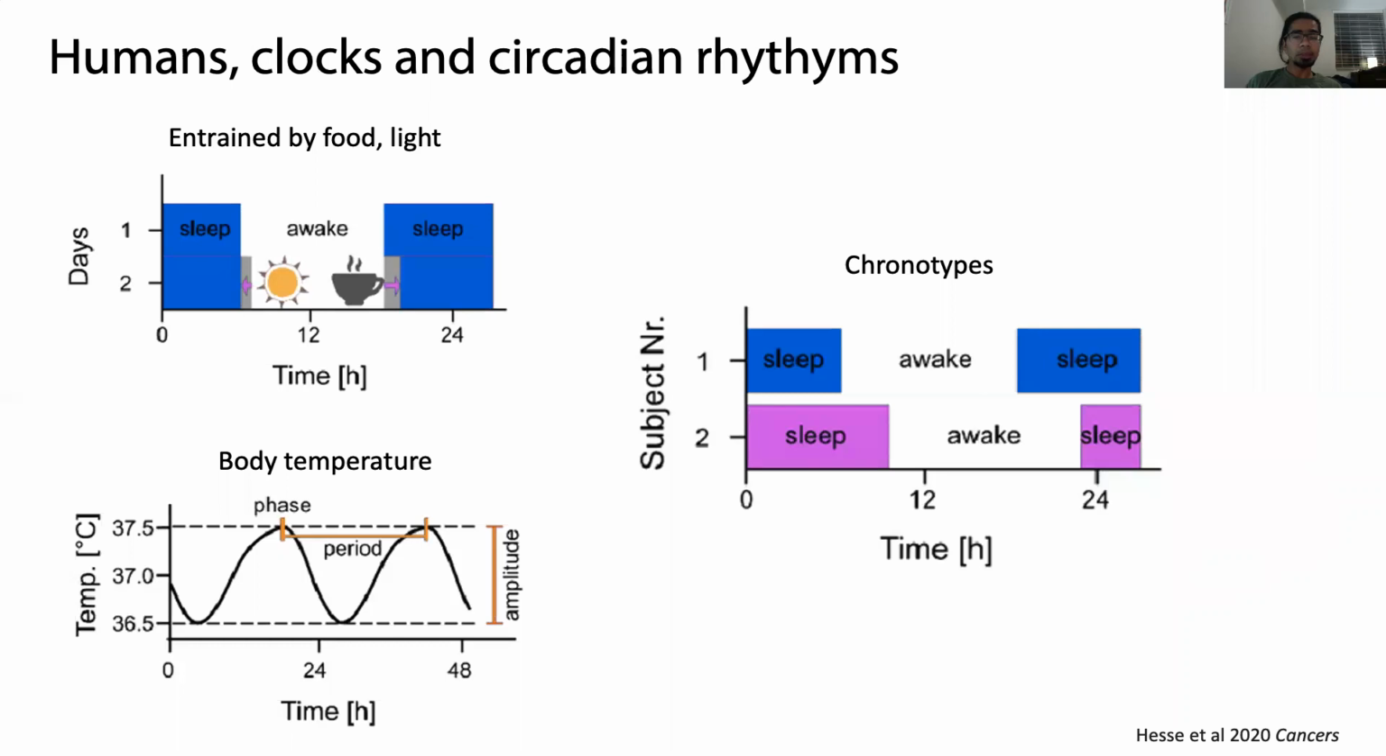So, as humans, circadian rhythms play a major role in our lives. We've all experienced jet lag, and on the top left is an example of what are the key driving factors, say food and light, that can entrain our circadian rhythm after, say, a jet lag or something disrupts it.